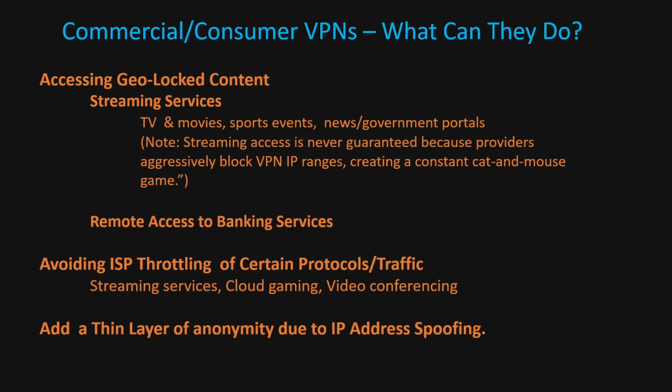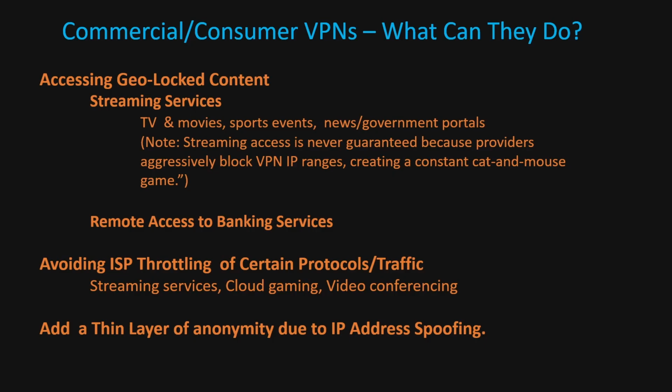Additionally, some people use VPNs to avoid ISP throttling of certain protocols and traffic. This happens a lot on cellular service plans. There's a lot of plans out there that will limit you to 480p, for example, for your video streaming, whereas if you have a VPN, you can sometimes get around that throttling by connecting to the streaming service via a VPN server.